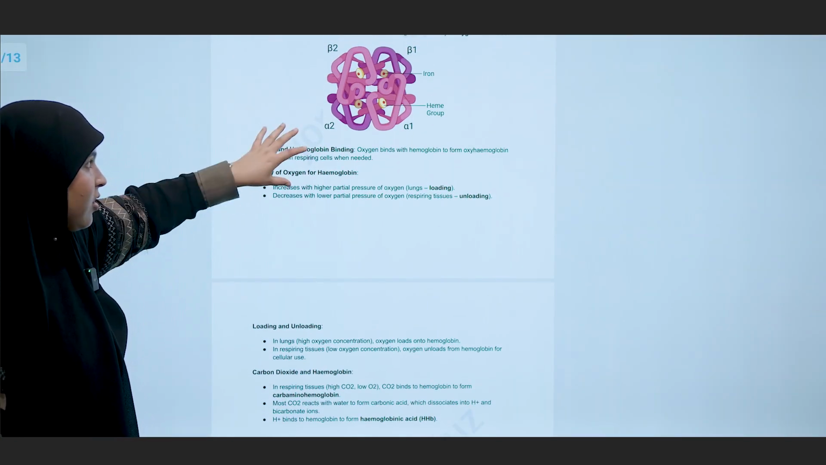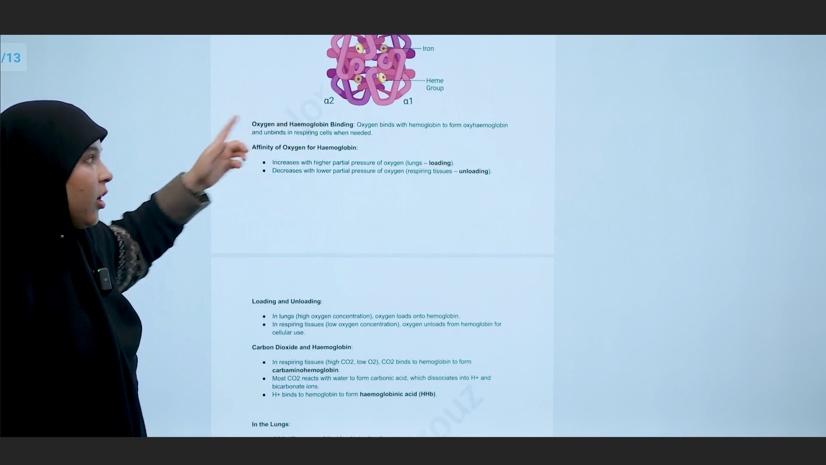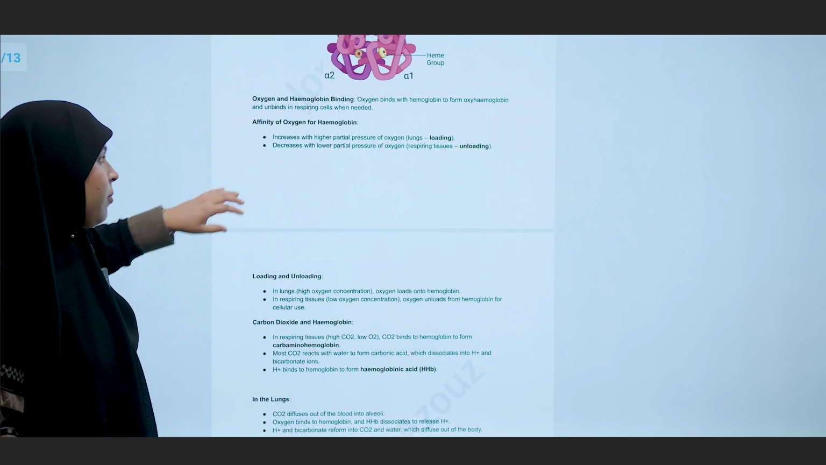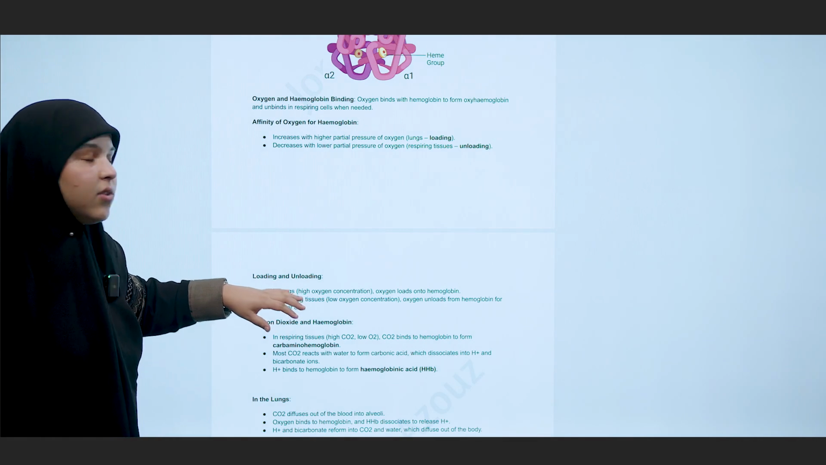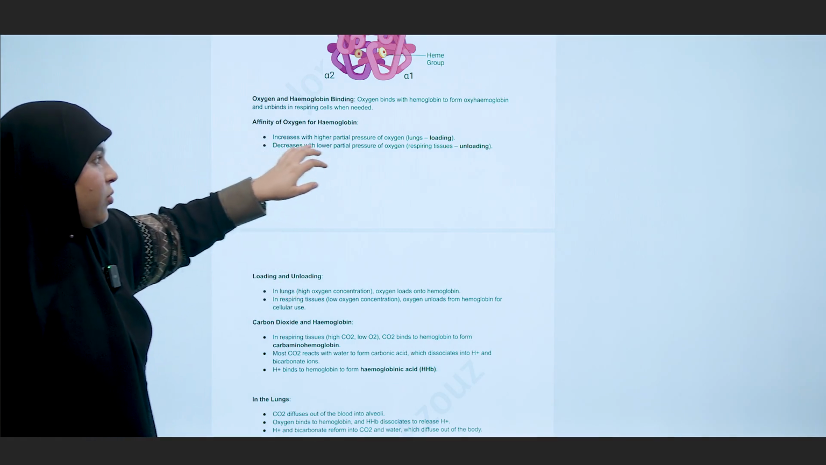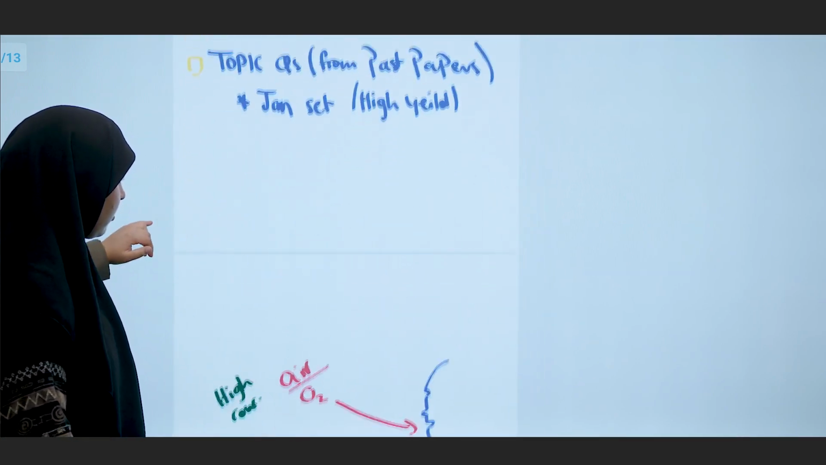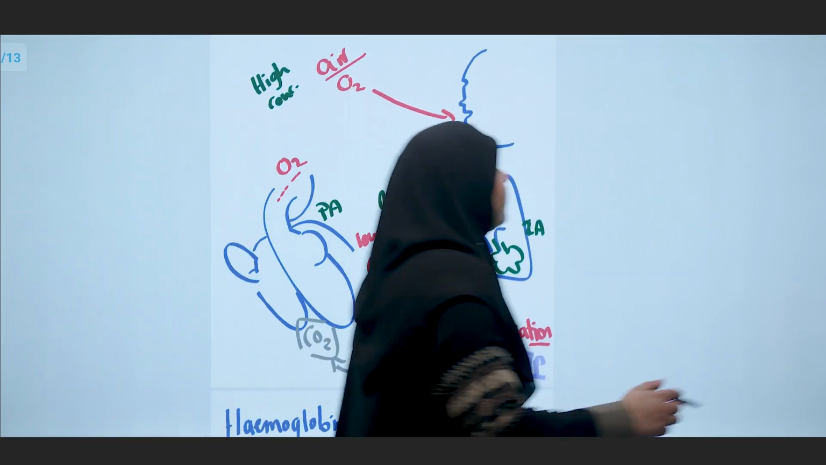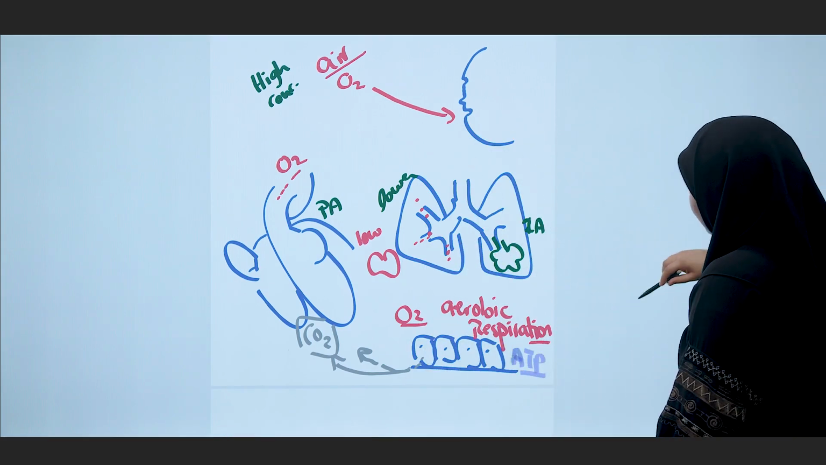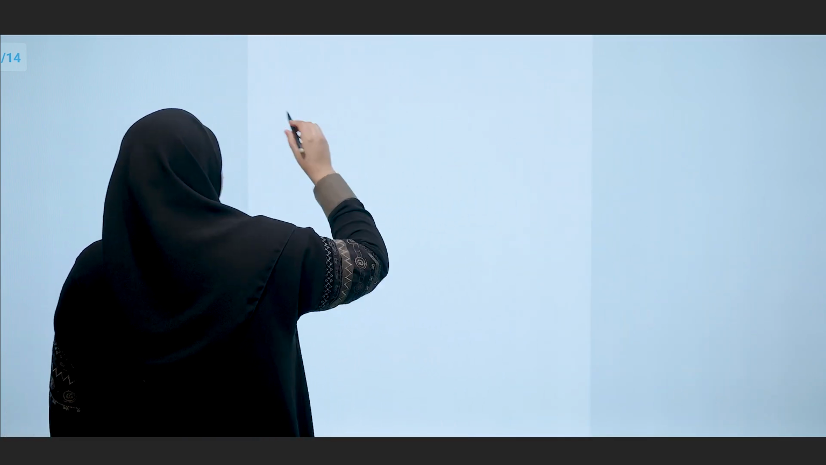So we said the oxygen binding is going to be cooperative binding, and we'll elaborate on this later on with the graph. But I need the affinity of hemoglobin for oxygen, and the loading and unloading concepts. Whenever we talk about the affinity of hemoglobin for oxygen, it's related to something called the partial pressure of oxygen. Let me draw this so it can be more simplified.